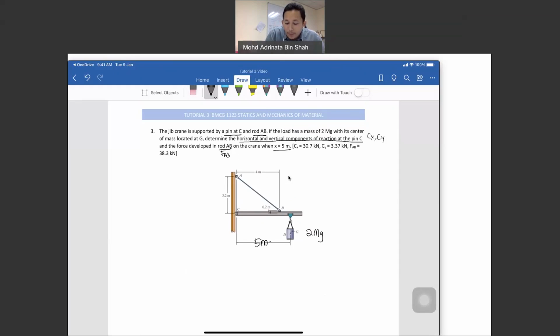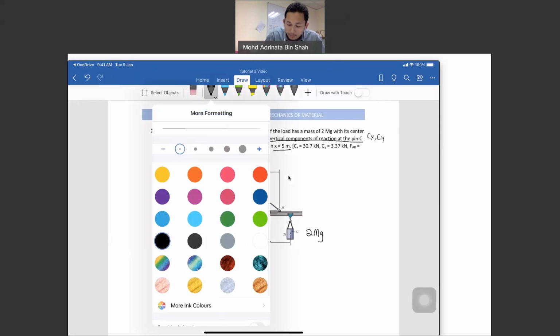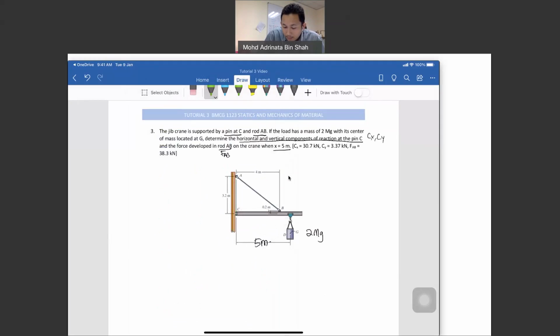Okay, so our free body diagram will be this one.